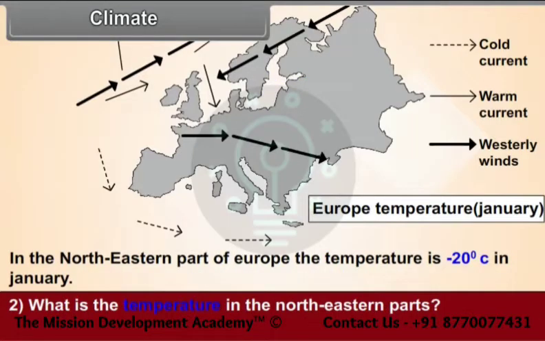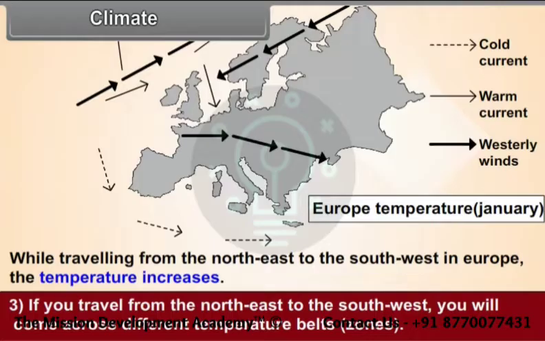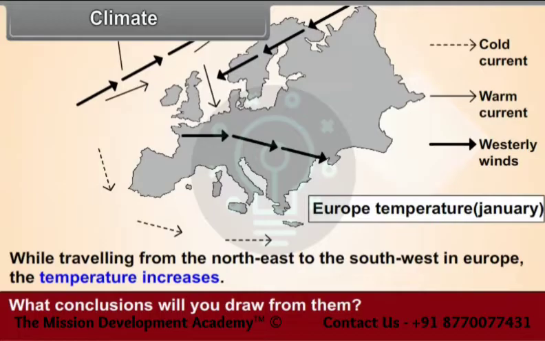Number 2. What is the temperature in the northeastern parts? Number 3. If you travel from the northeast to the southwest, you will come across different temperature belts, that is, zones. What conclusions will you draw from them?